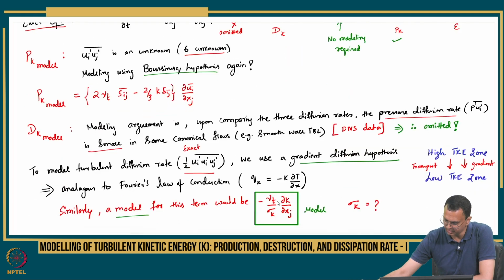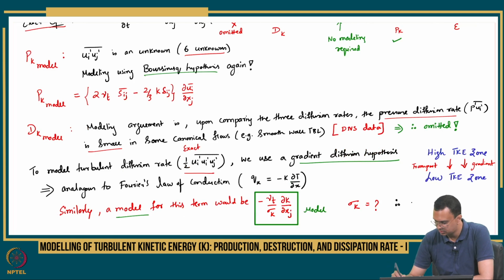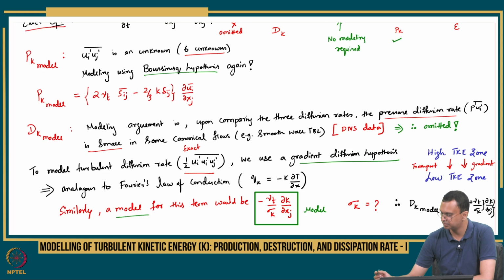So now the dk model term is constructed as dou by dou xj of nu plus nu t by sigma k, dou k by dou xj. The viscous and the turbulent diffusion rates are considered, omitting the pressure diffusion rate. So this is the model for the diffusion.